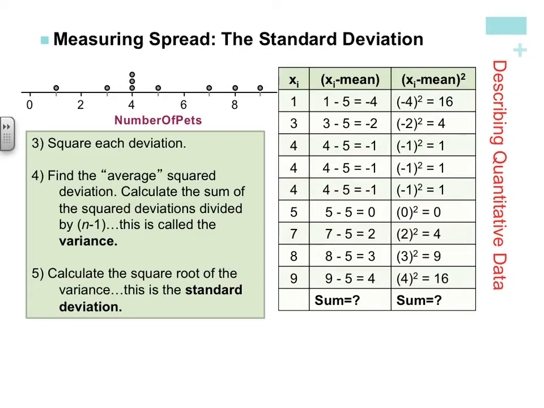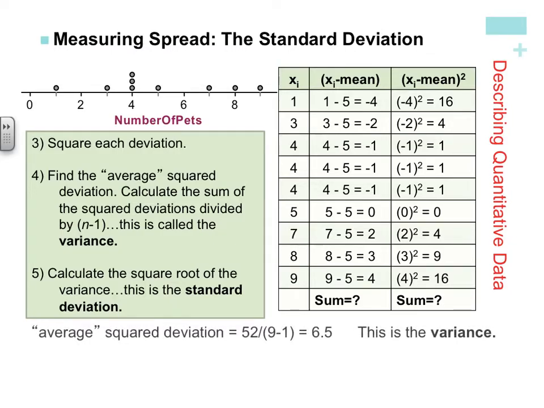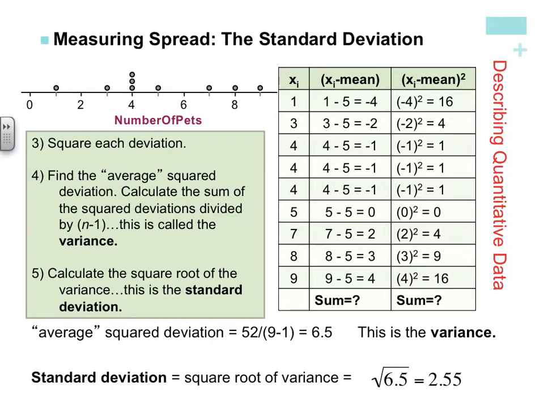In order to get the standard deviation, now you're going to have to almost go backwards, okay? So it's a little bit of an error here. To get your standard deviation, you calculate the square root of the variance. So the average squared deviation here is going to be 6.5. That's your variance. Your standard deviation is the square root of your variance. So the square root of 6.5 is going to give me a standard deviation of 2.55.